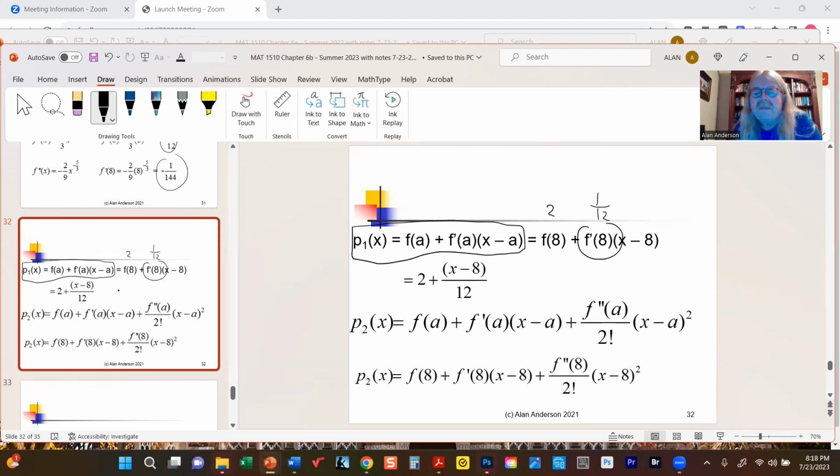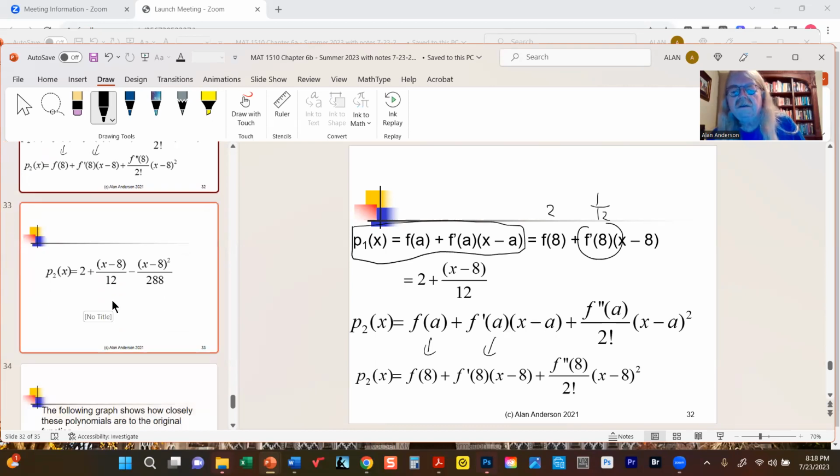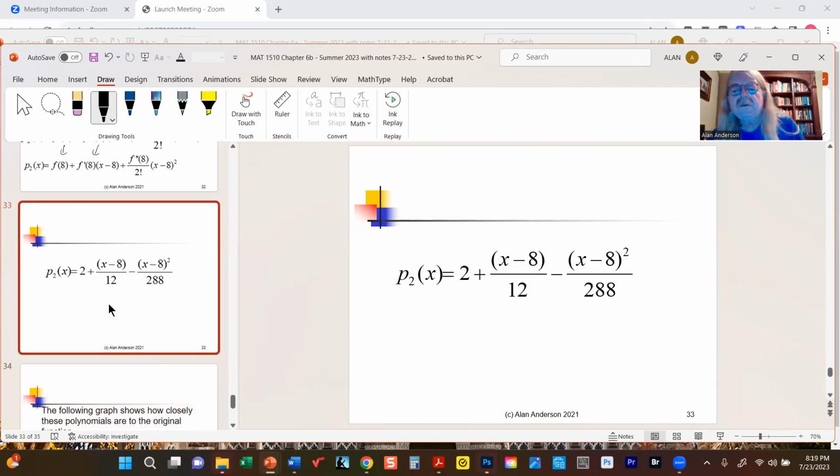The second one is this one. It needs f of 8, f prime of 8 times x minus 8. And then we have f double prime of 8 over 2 factorial times x minus 8 squared. So now we'll plug in the constants that we just calculated. And this is what we'll have.